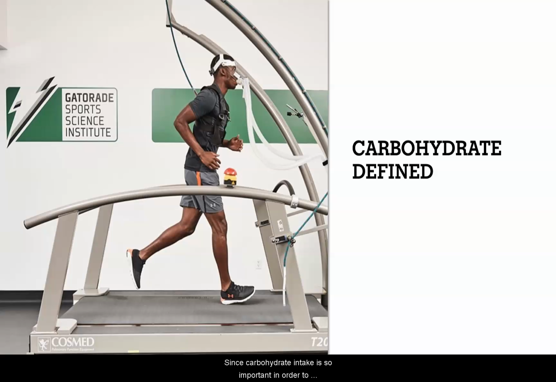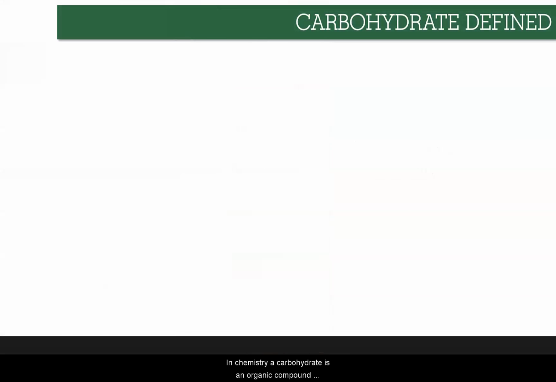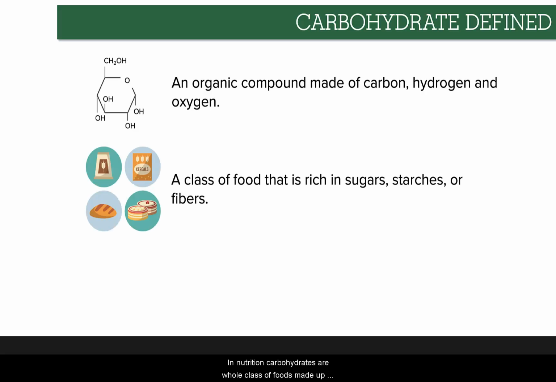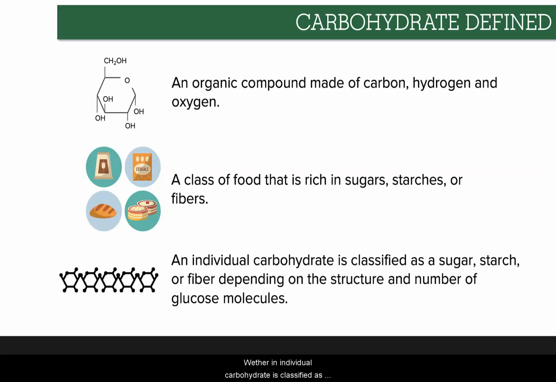Since carbohydrate intake is so important, in order to decide on the right types of carbs to ingest, we need to take a step back and understand the structure of the various carbohydrates. In chemistry, a carbohydrate is an organic compound made up of carbon, hydrogen, and oxygen atoms. The picture here is of a glucose ring. In nutrition, carbohydrates are a whole class of foods made up of these organic compounds that include sugars, starches, or fibers. Whether an individual carbohydrate is classified as a sugar, starch, or fiber depends on its structure and the number of glucose molecules.